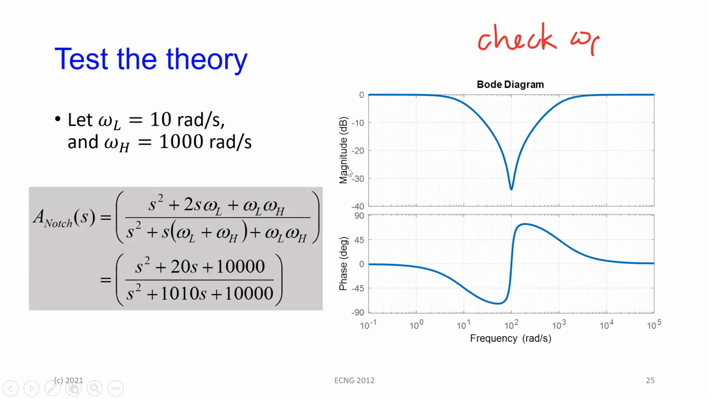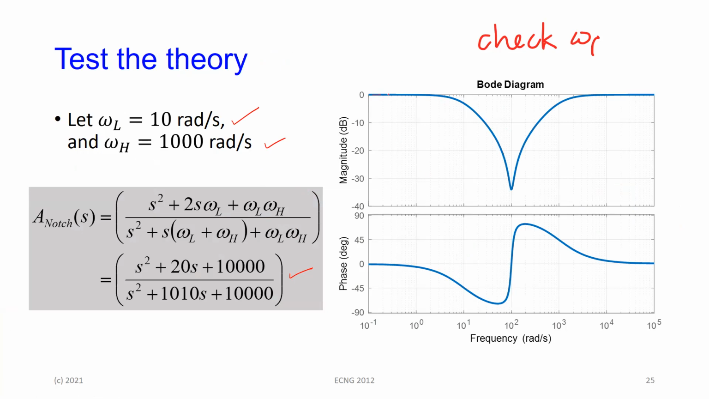And of course, you test the response. So we let the low pass have, in this case, a cutoff frequency of 10. The high pass has a cutoff frequency of 100. Put it into the transfer function. So this is the overall transfer function here. And if you plot the frequency response, look at the response that you get.